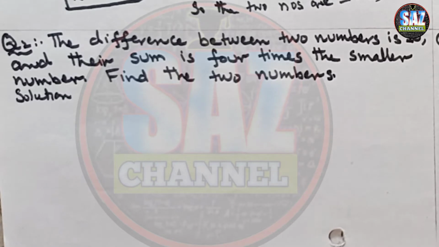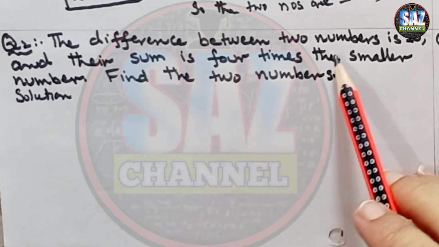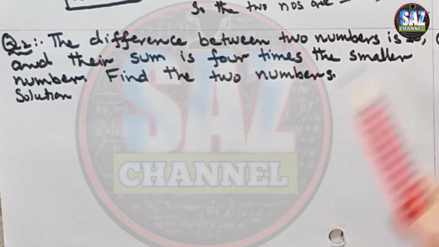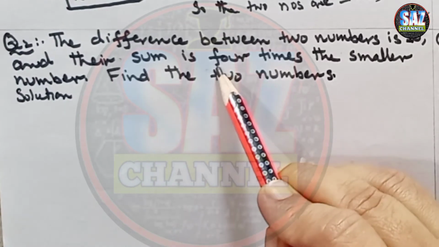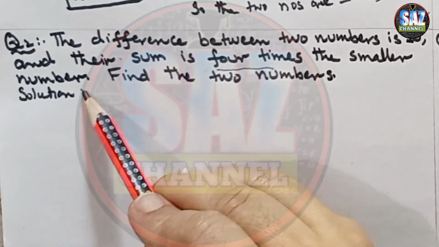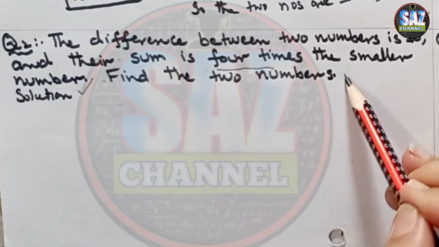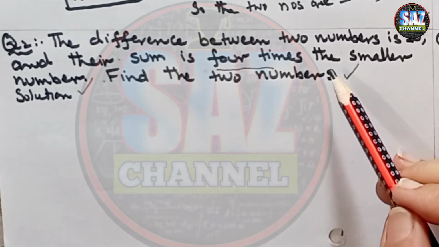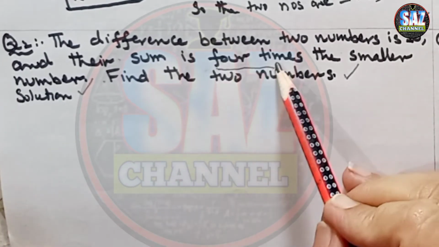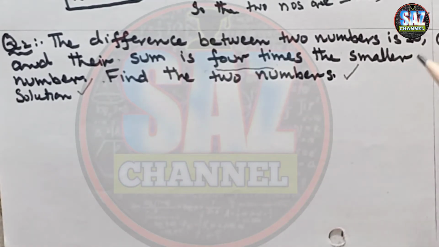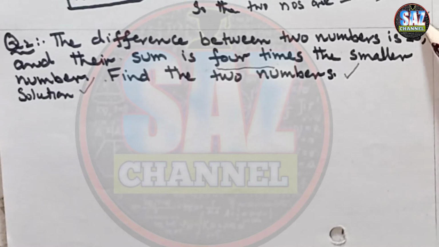And the question says, the difference between the two numbers is 10 and the sum is 4 times the smaller number. Find the two numbers. Here it's important to understand that the difference which is given to us is the positive difference.